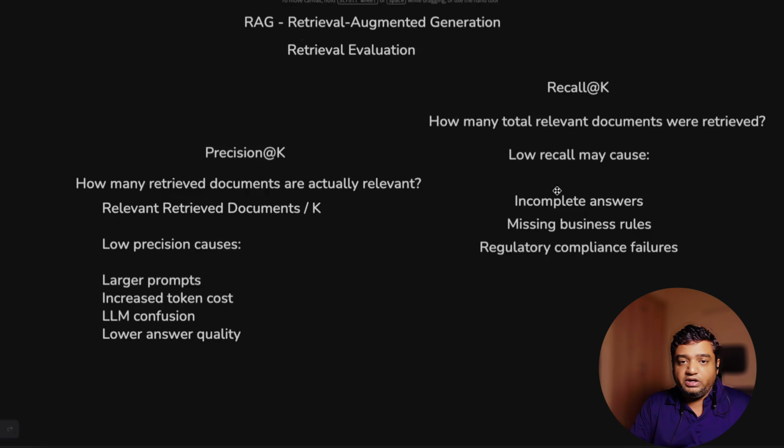For example, with company policies, or if you're working in the insurance domain and your vector database contains all the related documents, and your recall is low, then your RAG system is completely failing for these insurance documents. You need to recheck your RAG system in that case. I hope you are able to understand what precision and recall are.